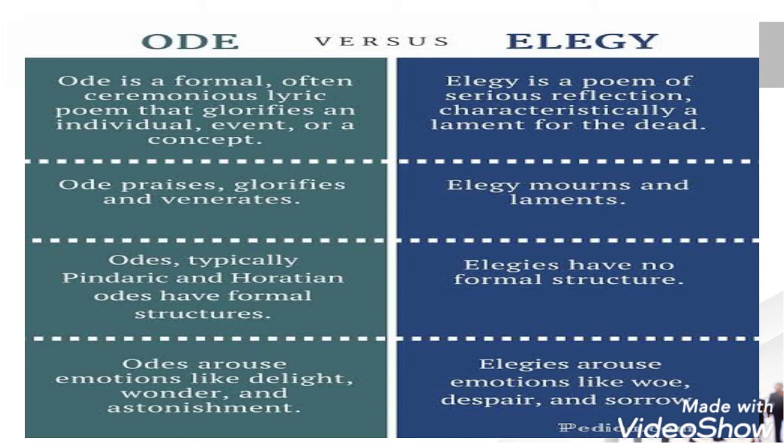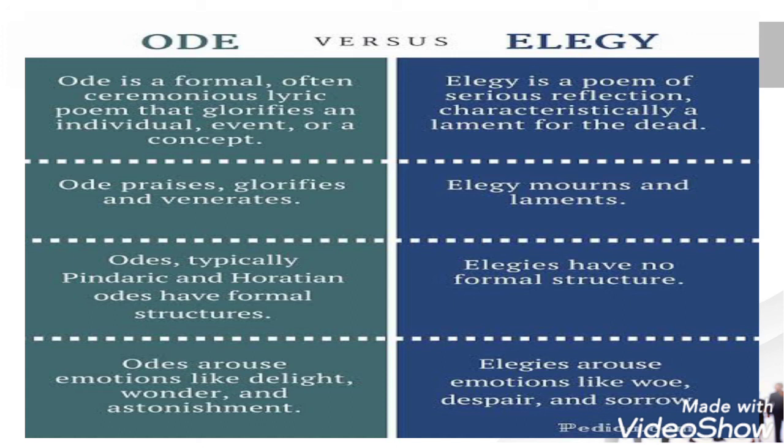An elegy is a poem of serious reflection, characteristically a lament for the dead. And in ode we have glorification. So the first and second points are the same. Ode praises, glorifies and venerates, that is worships, and elegy mourns and laments. So there is a wide difference. Odes, typically Pindaric and Horatian odes, have formal structure, while elegy has no formal structure.